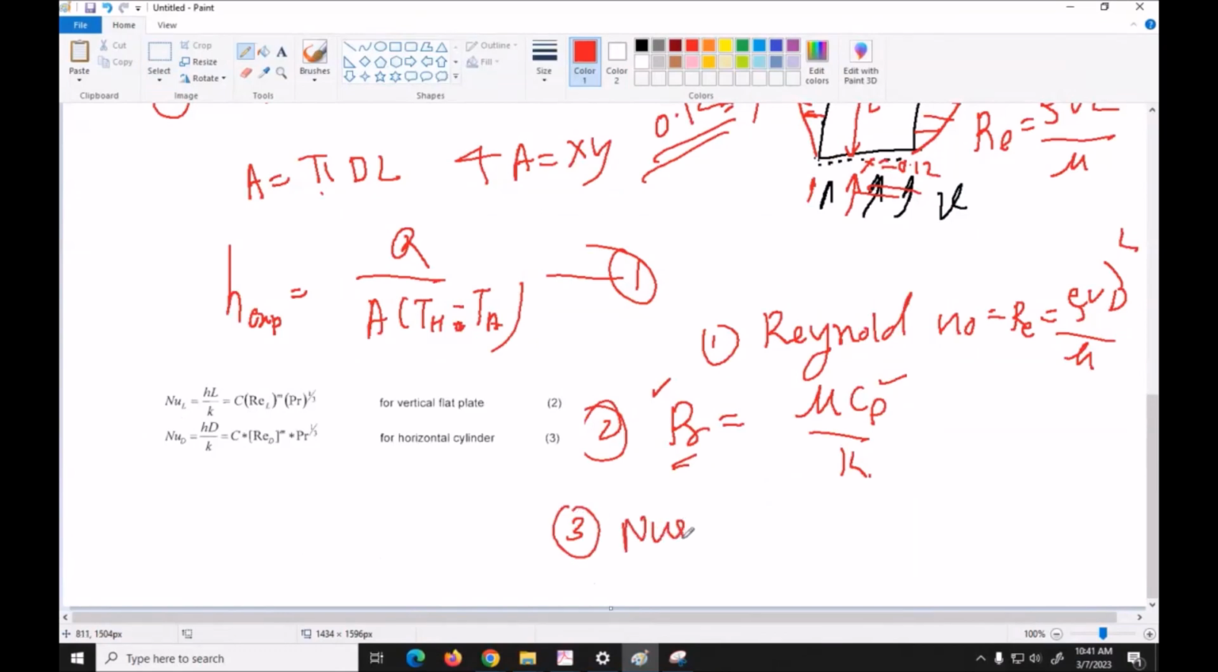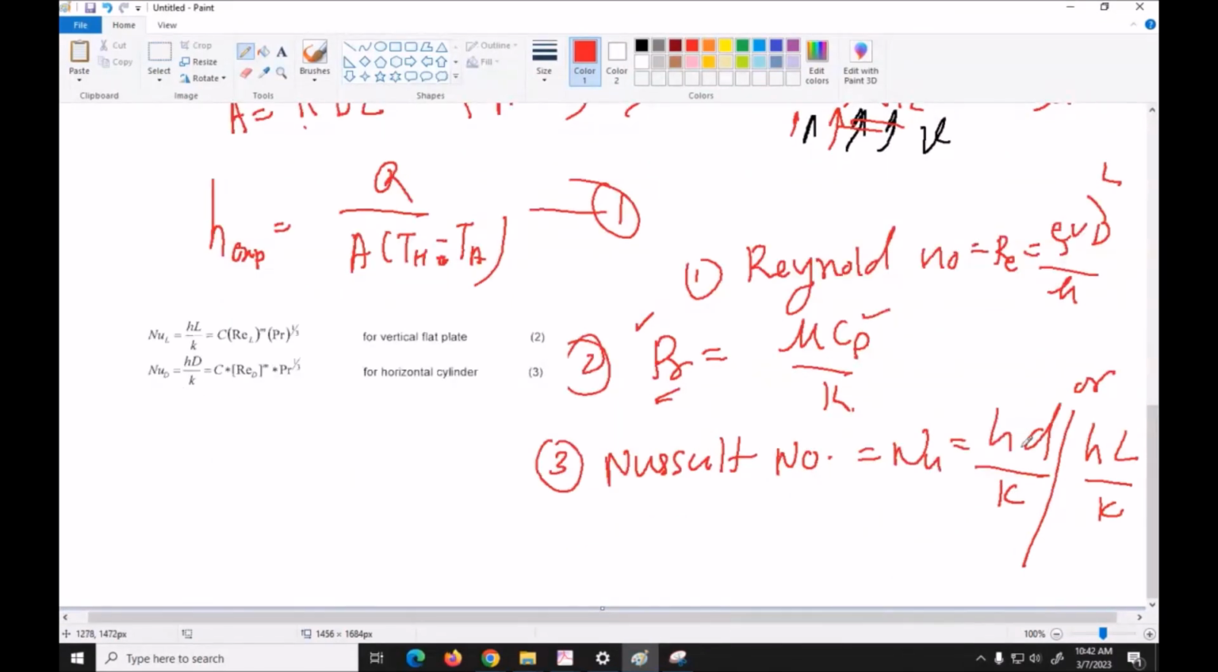Third number is the Nusselt number, denoted by Nu, and it is nothing but Hd by K or HL by K. So this D is for diameter, so here we use capital D. So Hd by K, and diameter is given. K is a property. Nusselt number we can find by this relation, and for the vertical plate the relations are the same, so there is no change. So we can find out the Nusselt number and then we can find out H from this equation.